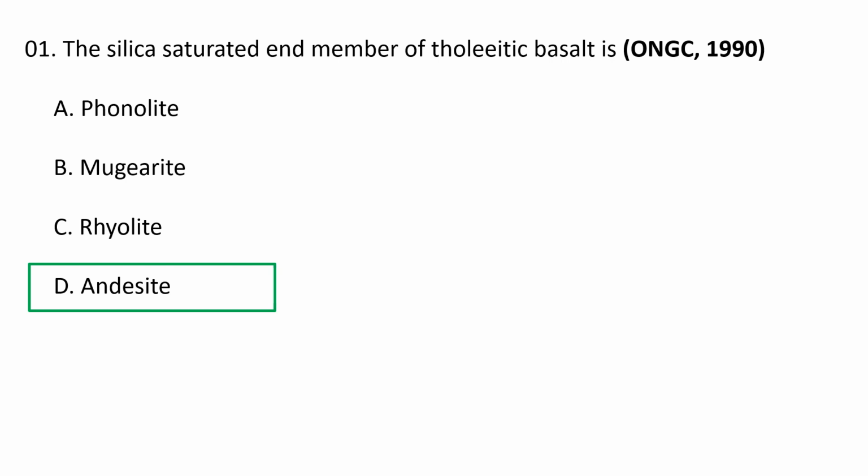This is a magma series, a chemically distinct range of magma compositions that describe the evolution of a mafic magma into a more evolved silica rich end member. So D. Andesite is the correct answer.